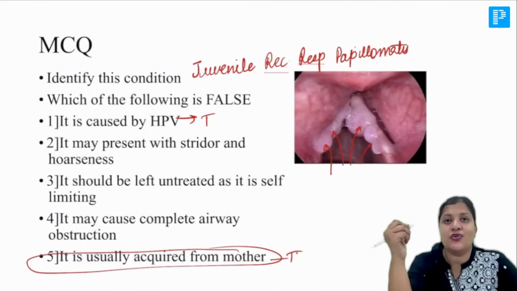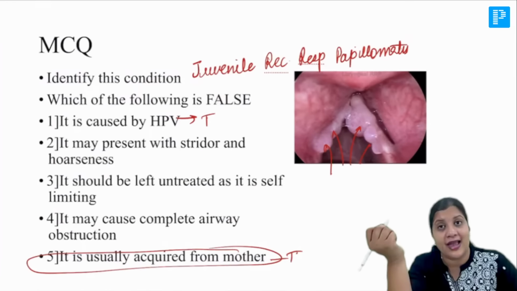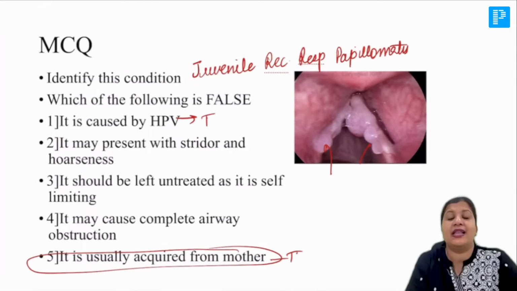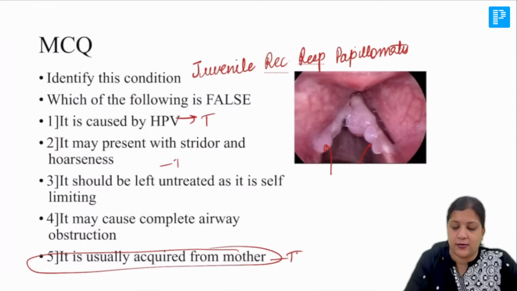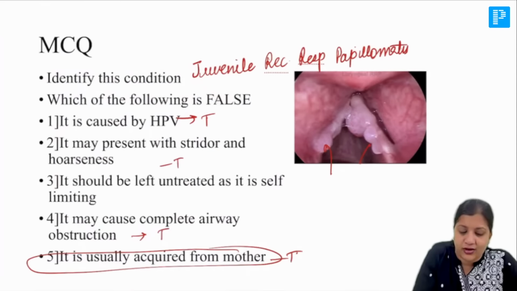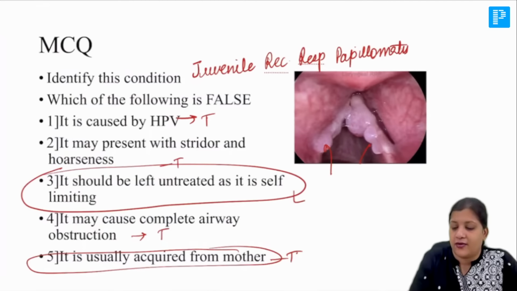Can they present to you with hoarseness and stridor because they're occurring on the glottis, on the vocal cords? There can be change in voice, and eventually when they grow completely, they can block the airway to cause stridor. So can they cause airway obstruction? True. But should you leave it untreated? Of course not. You have to treat it. And what is the treatment? You have to do surgery.